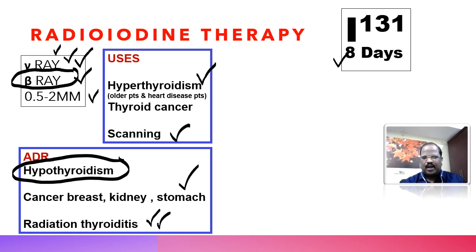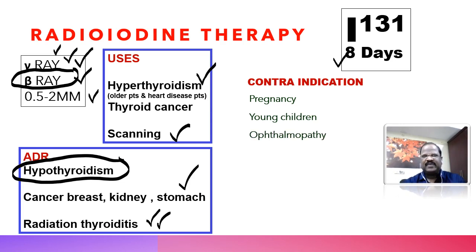And then iodine 131 should not be used in which condition? For example, the most important contraindication is in pregnancy for treating hyperthyroidism, in young children and in lactation. And one more thing, in Graves' disease with eye problem, ophthalmopathy. In these three conditions, don't use iodine 131.